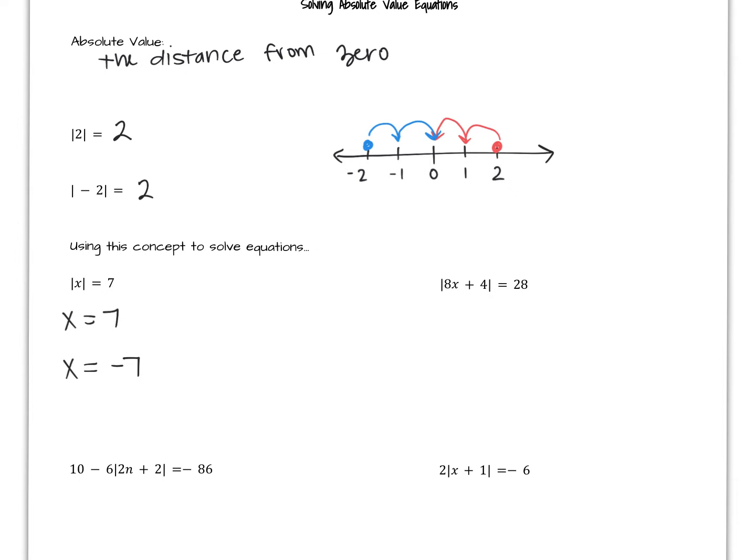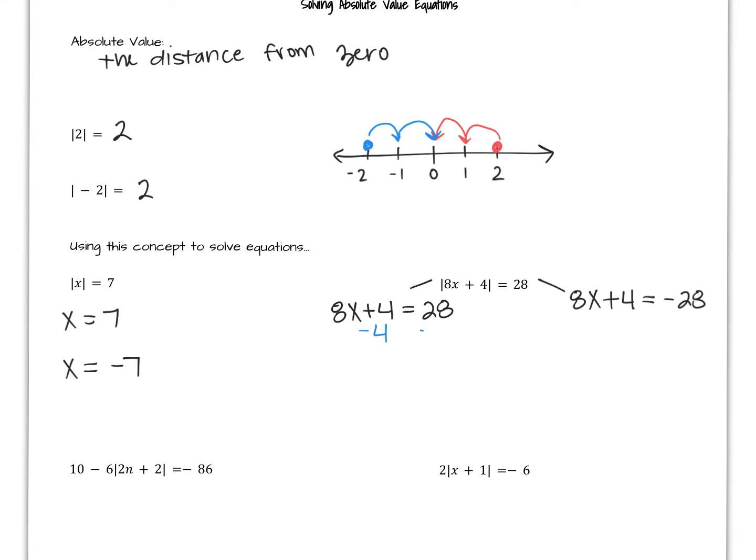So we're going to use this in our second example. The absolute value of 8x plus 4 equals 28. I could either have 28 inside the absolute value, or I could have -28 inside the absolute value. And both of those would end up giving me a positive 28. So I'm going to set up 2 equations to solve. One of them is that 8x plus 4 equals 28, and the other is that 8x plus 4 equals -28. So now I'm just solving 2 equations for x.